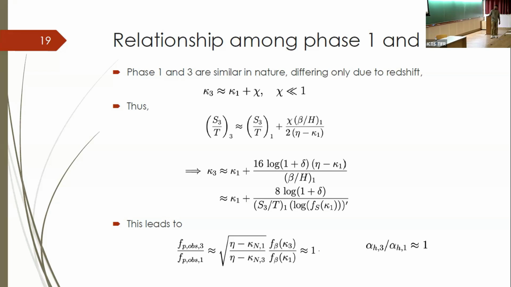So what we found is that the phase transition kappa for phase 3 is equal to kappa 1 plus some small parameter chi, which is given by this quantity proportional to log of 1 plus delta. And this is less than 1 because this is a ratio of 8 over order 100 times order 10. What this means is that now we can relate the alpha, beta, and other parameters between phase 1 and phase 3, which leads to the ratio of the peak frequency of phase 3 over the peak frequency of phase 1 being roughly order 1. To be more precise, this is given by log 1 plus a log of 1 plus delta. So the amount of energy injection doesn't really change how far the two peak frequencies lie.